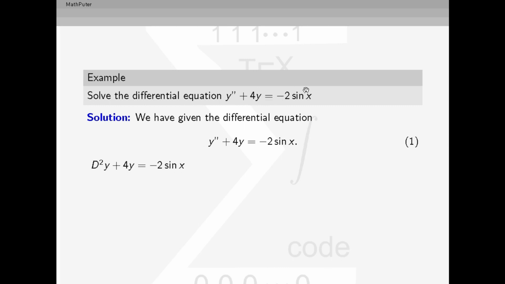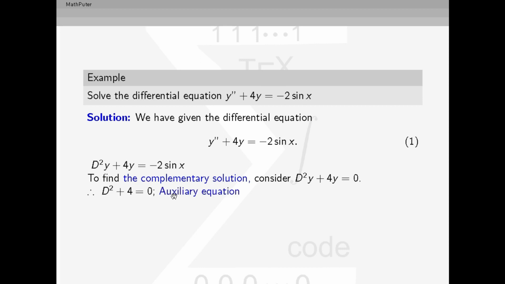Now we know that to find the solution of this equation, we have to go for two cases. The first case is known as the complementary solution, in which we consider the right hand side as 0, and the other one is the particular integral. So for the complementary solution, consider the right hand side as 0. So we have D squared y plus 4y is equal to 0. So we have an auxiliary equation, D squared plus 4 is equal to 0. The factorization of D squared plus 4 is (D minus 2i)(D plus 2i). So we have two values of D, 2i and minus 2i. I rewrite this as 0 plus or minus 2i.